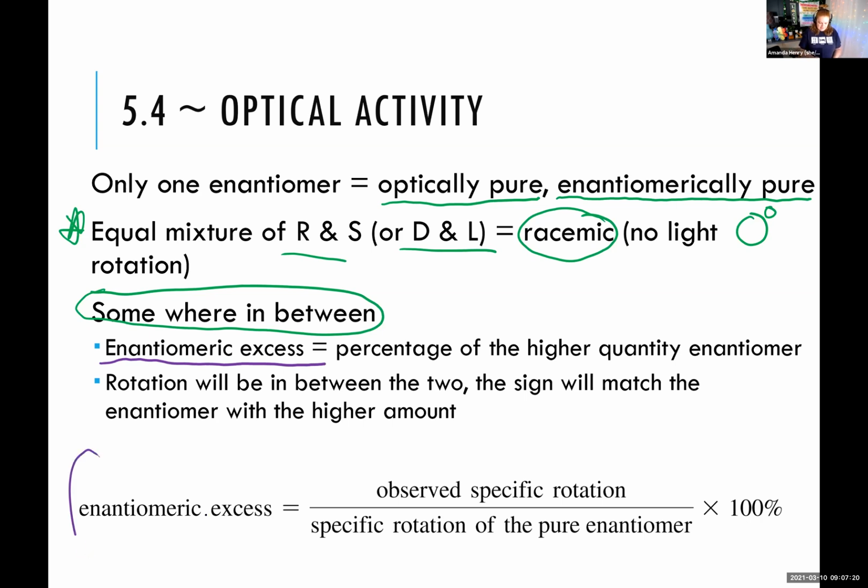So there's an equation down here. We are putting the observed rotation, so this is what we would get from the experiment, divided by the specific rotation of the pure enantiomer. So this would have to be provided. This is saying that the S enantiomer rotates the light negative 12 degrees, but the mixture of the two is rotating the light 4 degrees. What is the enantiomeric excess?